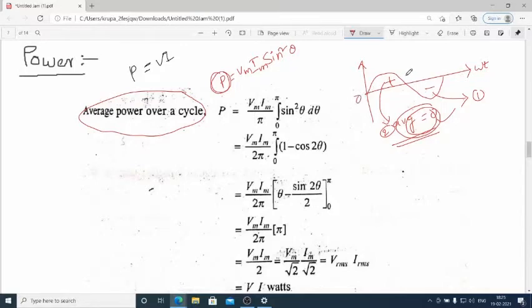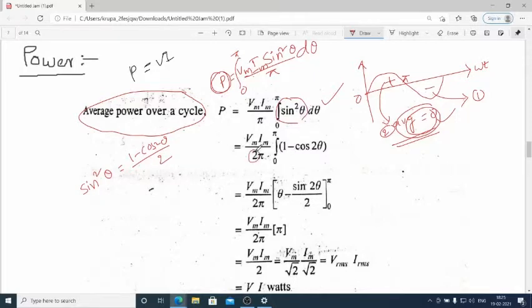So in order to find the power value over one cycle, we will consider 0 to pi, integrating this value from 0 to pi with respect to d theta. So I'm writing this equation here. We all know sine square theta is equal to (1 minus cos 2 theta) upon 2. Instead of sine square theta, I'm replacing (1 minus cos 2 theta) upon 2.